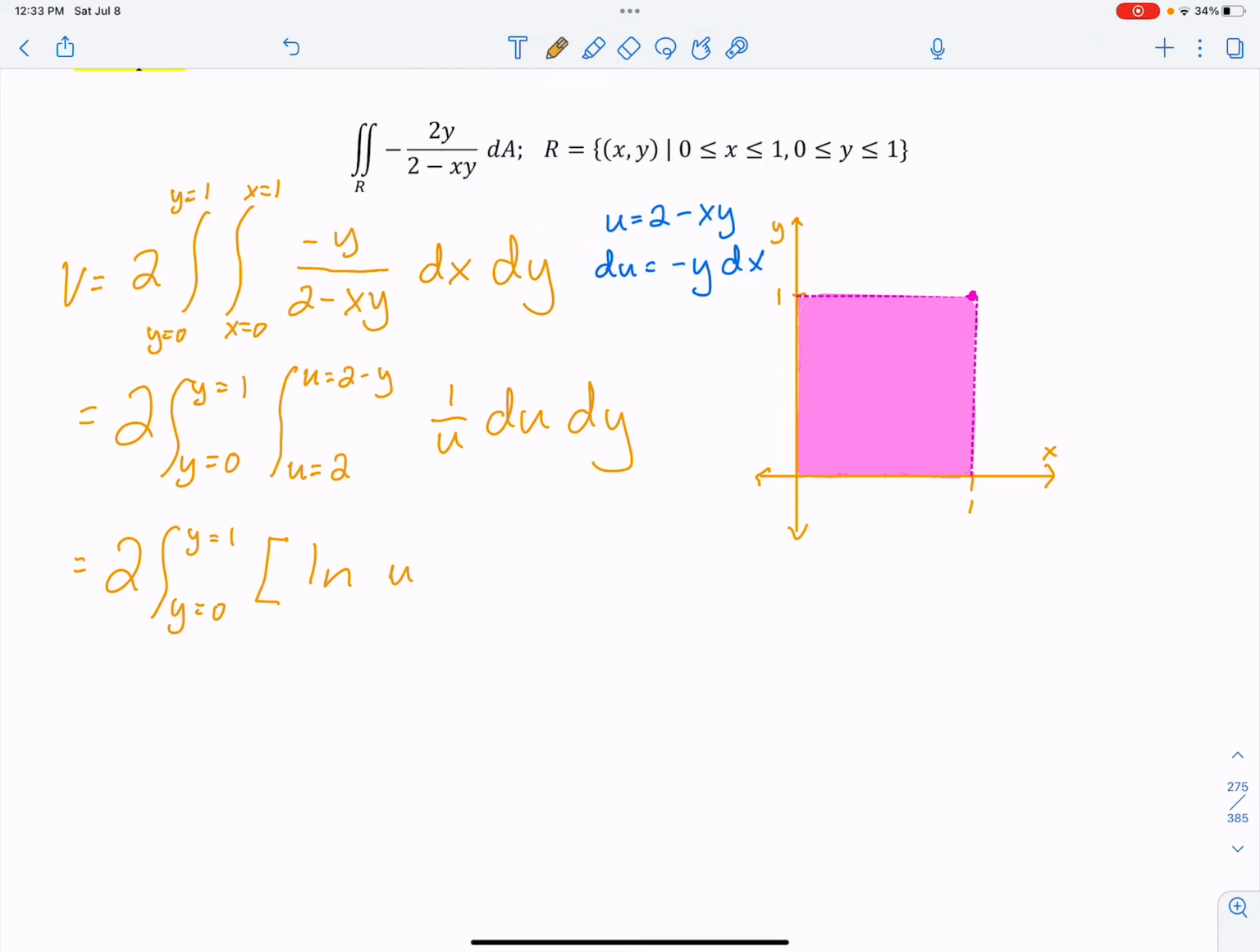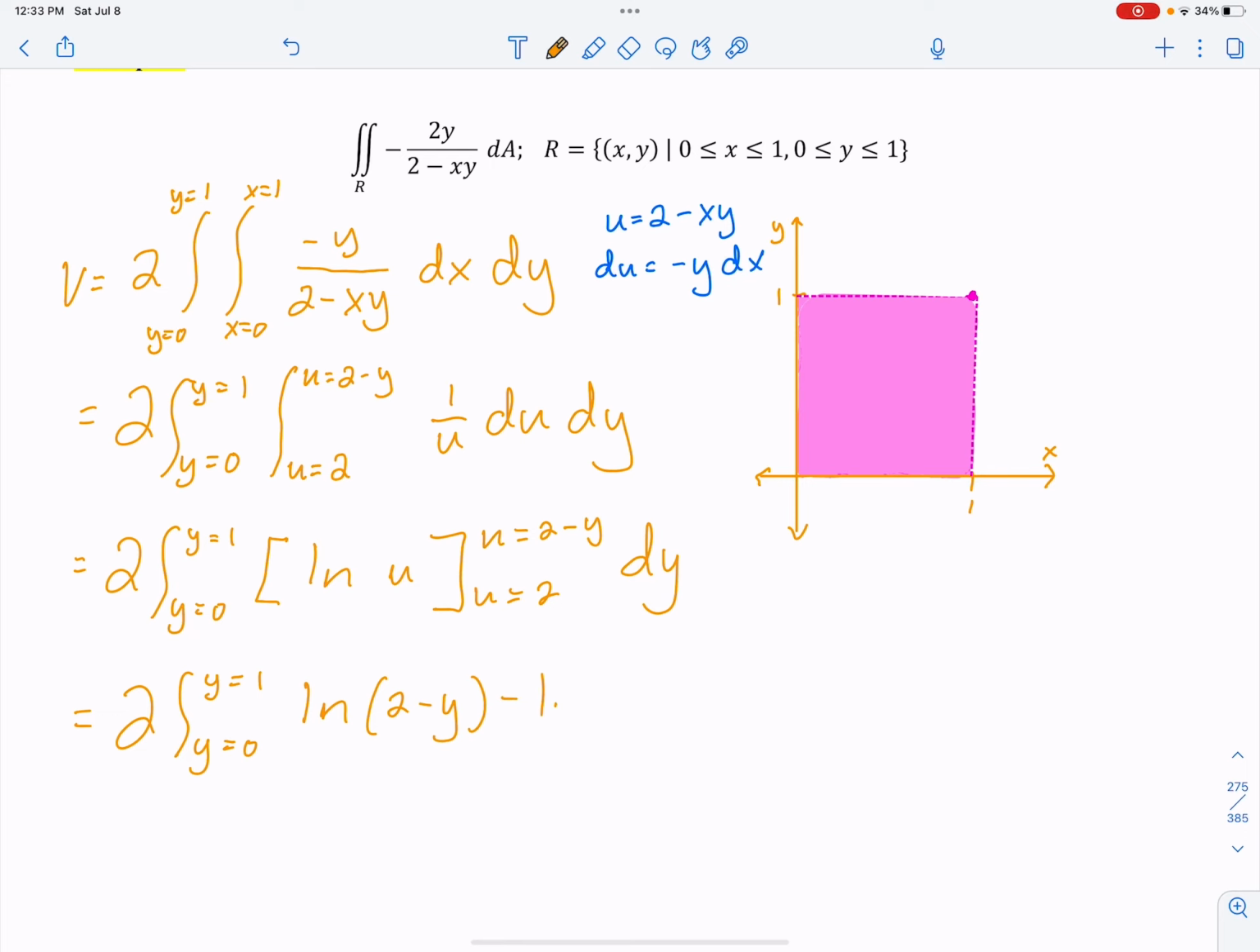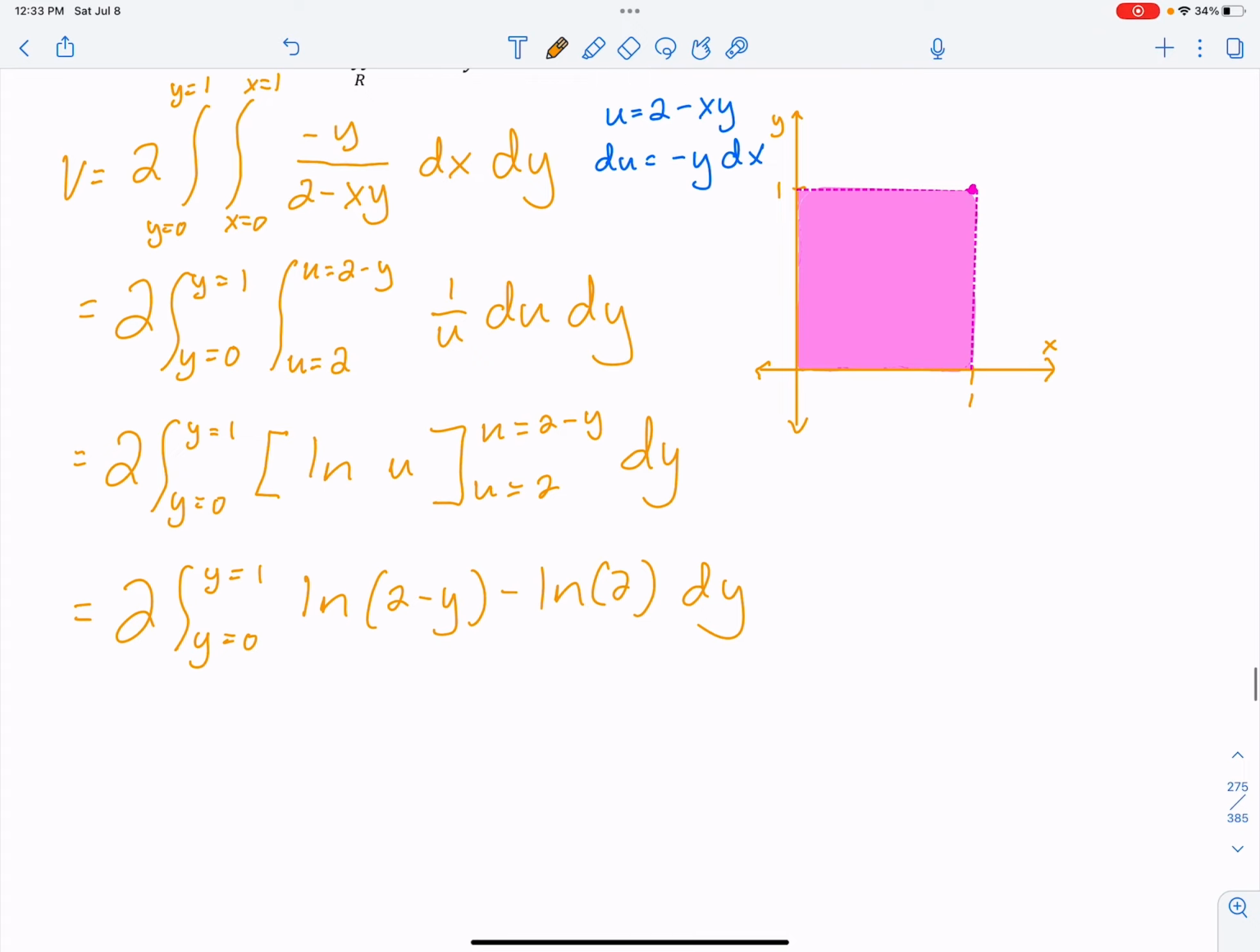All right, so I just got the ln of u, and I'm going to run that from 2 to 2 minus y, and then we still have a dy. I'm going to plug all that in, keep my integral on the outside. I'm not touching anything there. And I'm going to have ln of 2 minus y minus ln of 2 dy. I don't know if you remember your logarithm rules. If I have a minus between two logarithms, I can divide my arguments. So I'm going to get 2 minus y over 2. If I simplify that, that's 1 minus 1/2 y. So I'm going to go with that.